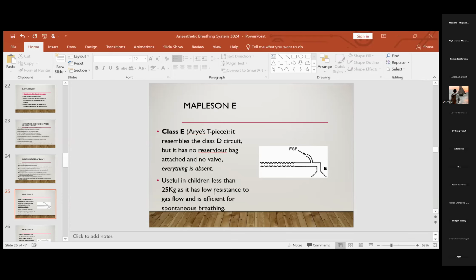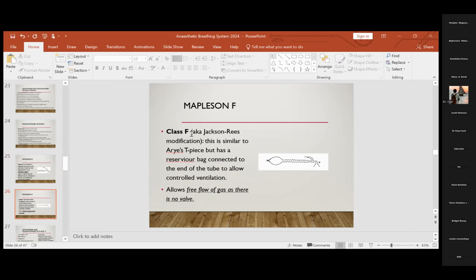and to be efficient for spontaneous breathing. The very significant importance of the Ayre's T-piece is that it is useful in children with a weight of less than 25 kg. So between 20 and 25 kg, you use the Ayre's T-piece. So everything is absent here. When I say everything, I mean the reservoir bag and the APL valve are absent.